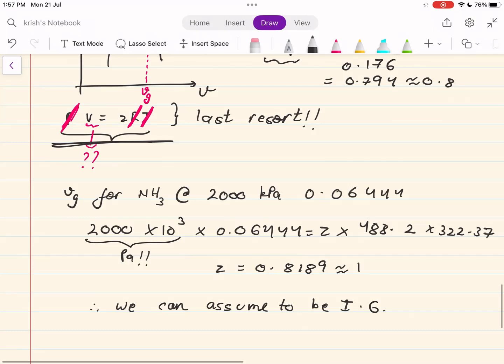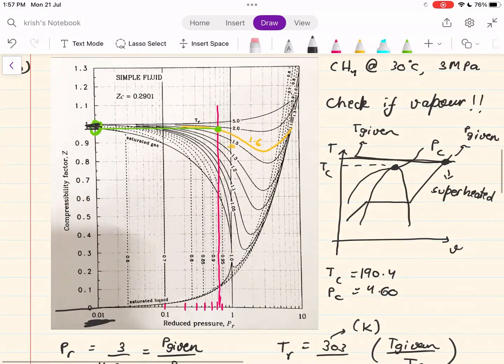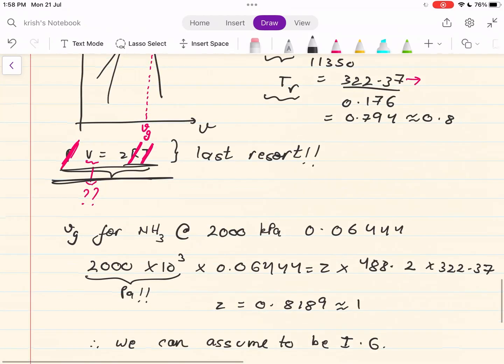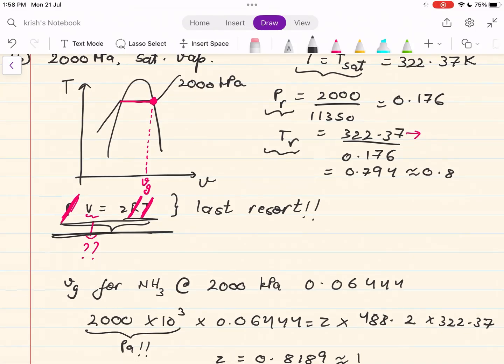Again, this equation PV equals ZRT is if all else fails. If you're not able to use the graph at all, then might as well try applying this equation, right? And with a bit of mindful thinking, we're able to see that our volume will be the same as the Vg because it is at saturated vapor state, meaning it is at this point in the graph.